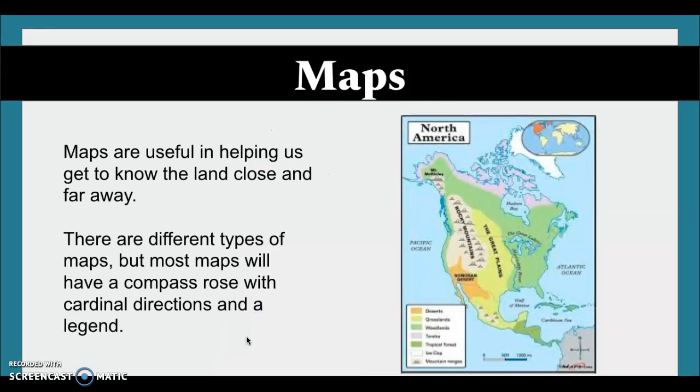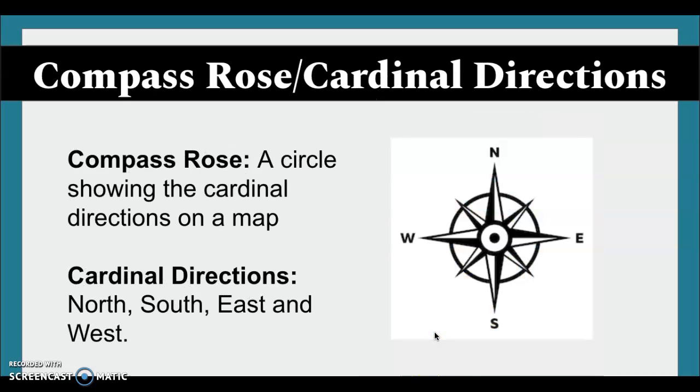Maps. Maps are useful in helping us get to know the land close and far away. There are different types of maps, but most maps will have a compass rose with cardinal directions and a legend. So here on this map, we've got our compass rose in the bottom, or maybe I should say the southeastern corner, and we've got a legend over here in the southwestern corner. Compass rose and cardinal directions. Compass rose, a circle showing the cardinal directions on a map. Cardinal directions are the directions north, south, east, and west.